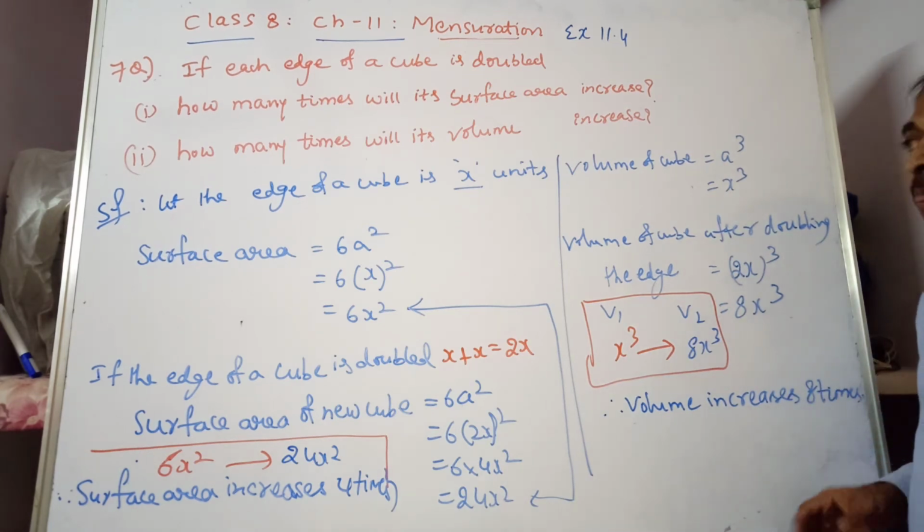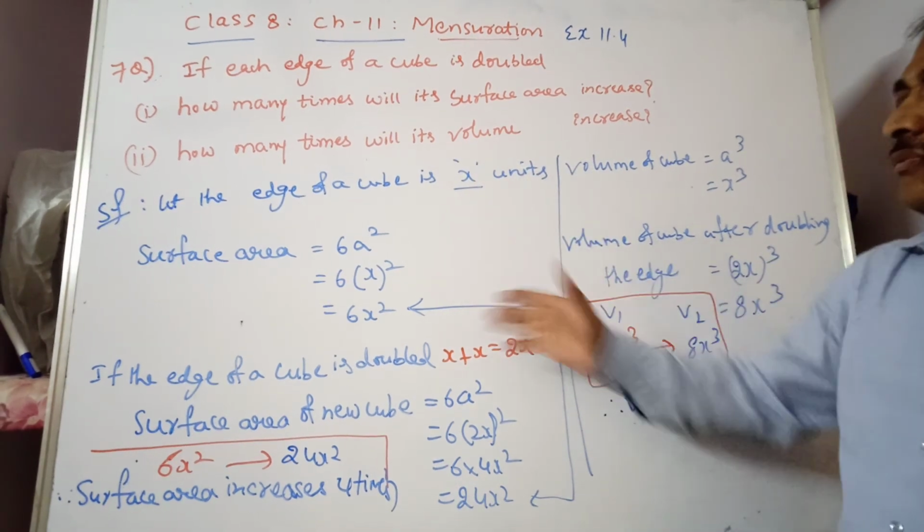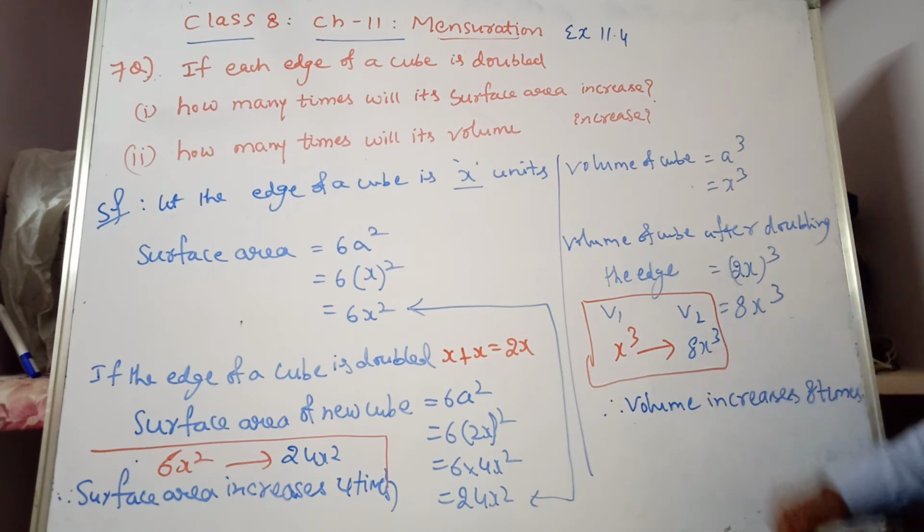I hope you understood. He didn't give any measures, so we are assuming the units as x. Then we substituted in the formula. Is it clear, students?